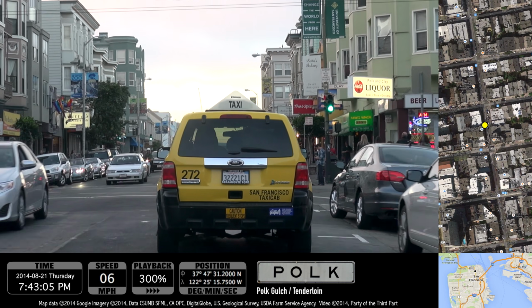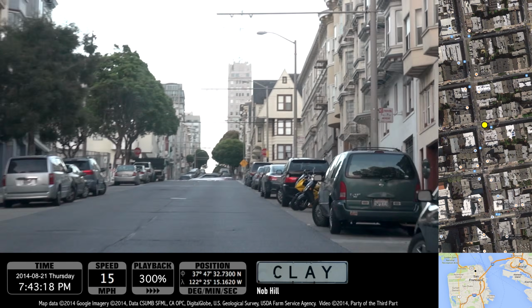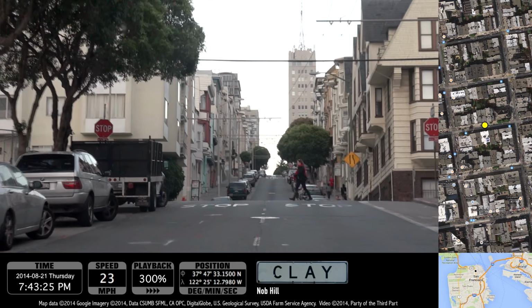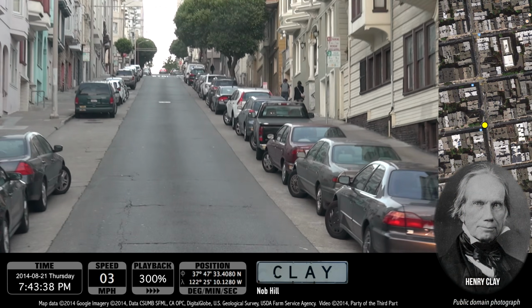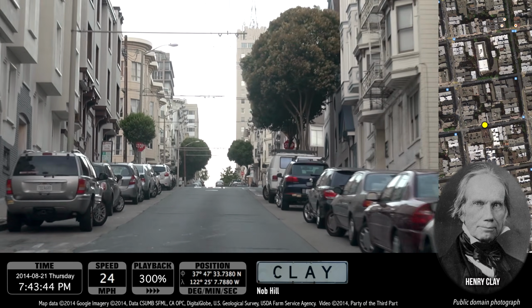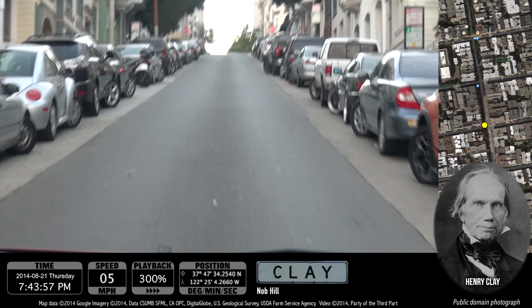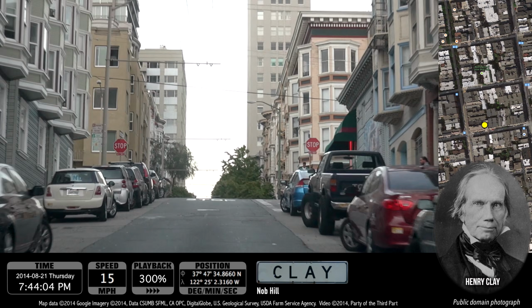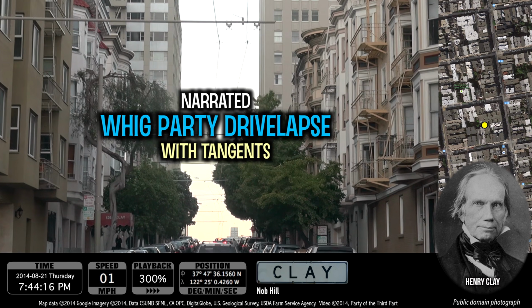Polk Gulch goes on further, but I randomly decided to turn on to Clay Street at this point. Clay Street was named after Henry Clay, a Whig senator from Kentucky, who also served as Secretary of State. So here we have another street named after a politician from the Whig Party. Maybe I'll have to rename this video to the Whig Party Drivelapse.